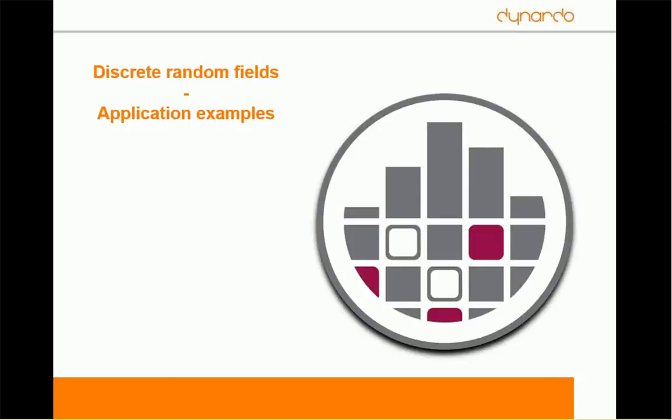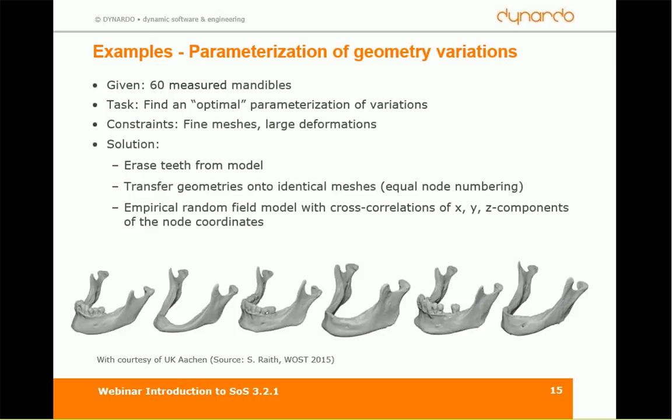This first listing of key features of statistics on structures now concludes my introduction. To demonstrate to you that this is not at all just empty rhetoric, let me show you where statistics on structures has already been successfully used to handle discrete random fields. The first demonstration example is a medical one and shall give you an impression of the before mentioned automatic parameterization of geometry variations with SoS.